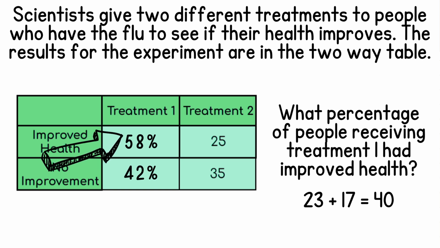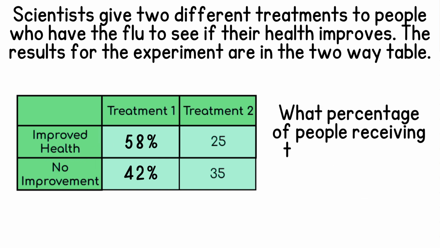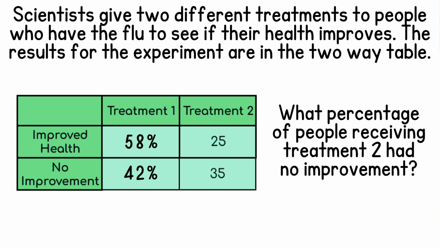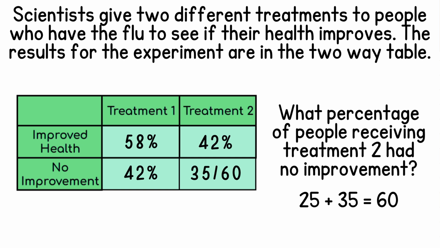So now we can see that 58% of people who had treatment 1 had improved health. What percentage of people receiving treatment 2 had no improvement? So we'll start by looking at the column of treatment 2 and adding them together, giving us a total of 60. So we'll divide 25 by 60, giving us 0.42, or 42%. Now we'll divide 35 by 60, which gives us 0.58, or 58%. So now we can see that 58% of people who had treatment 2 had no improvement.